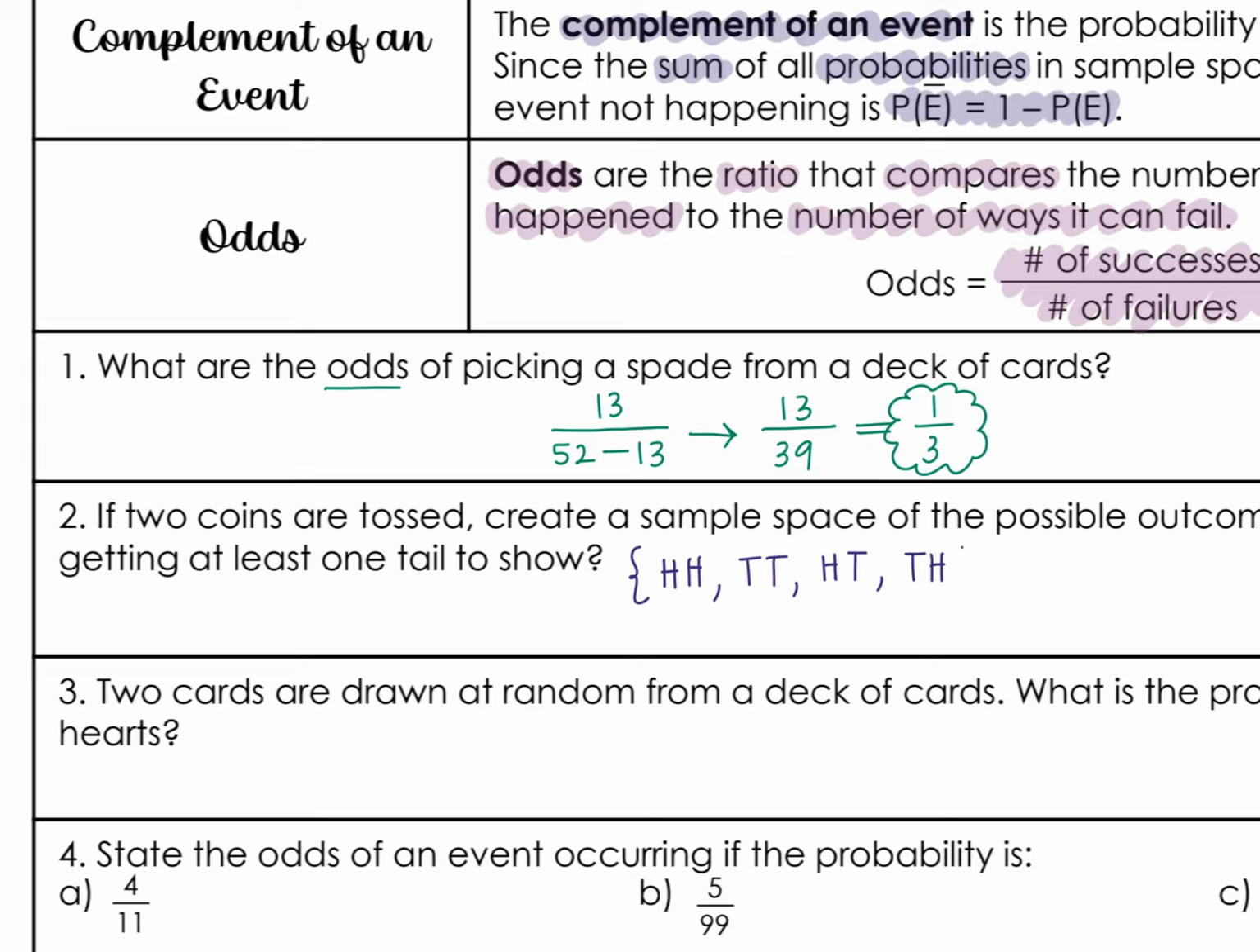All right, so that's going to give us 4 possible outcomes. And we are trying to figure out the probability of getting at least one tail to show. So we've got to figure out how many times that happens. At least one means we could include two. And then here we have 1 and 1. So that's going to be 3, what we want, over the total amount of 4 that we got. So 3/4 would be the probability of getting at least one tail to show.